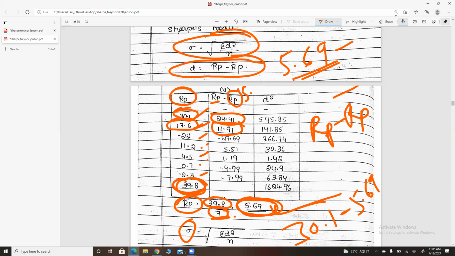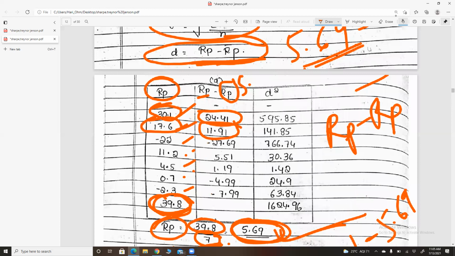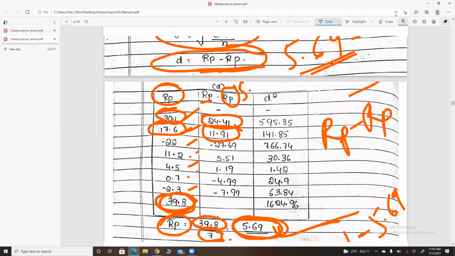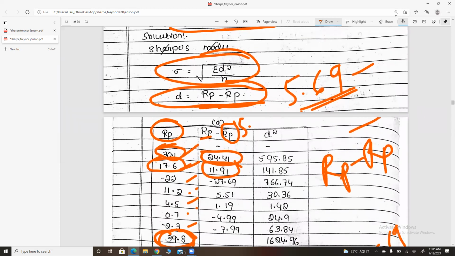Then see, this is D, right? D is nothing but Rp minus R bar p.